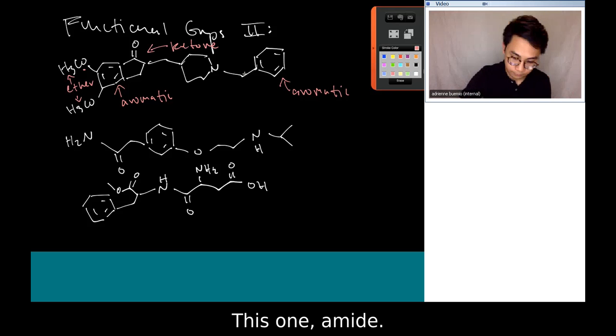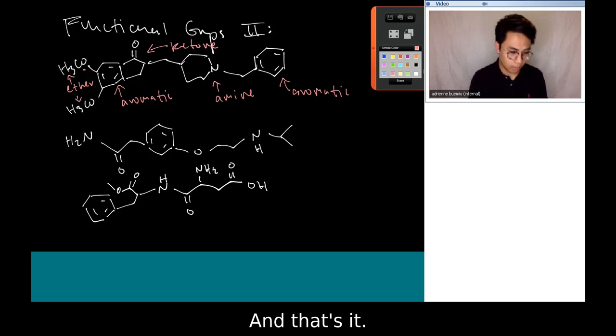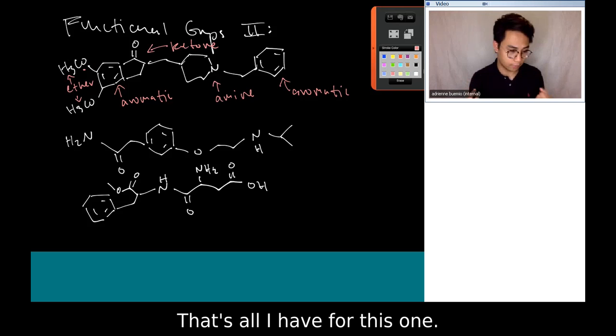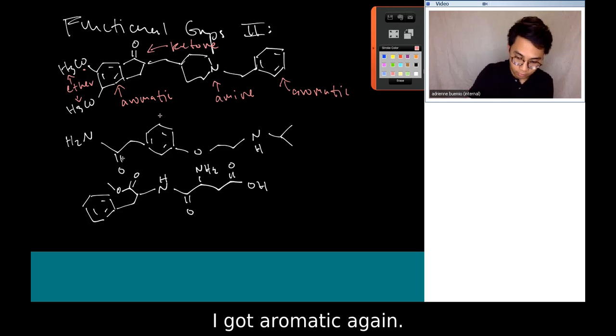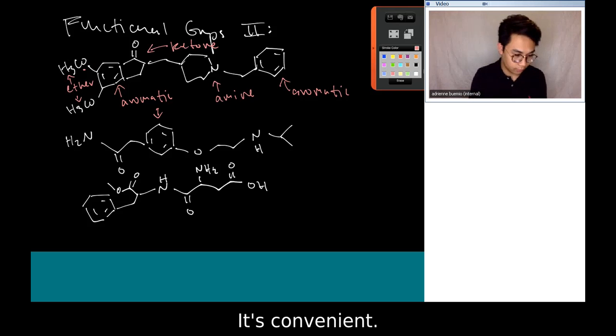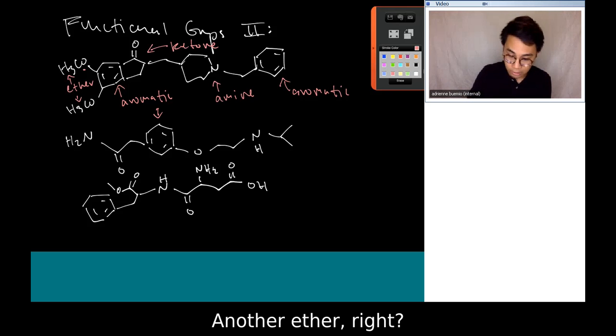This one, amine. And that's it. That's all I have for this one. What about for this one? I got aromatic again, right? Oh, I could do this. Cool. Okay. Convenient. Another ether, right?